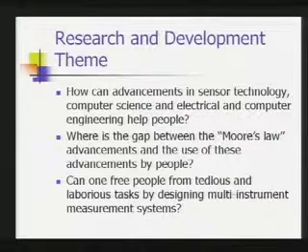So what are the research and development themes that we have been thinking about? The first one is clearly when you look around and you see the novel technologies around you, the question comes, how can these advancements in sensor technology, computer science, and electrical and computer engineering help people? Okay, the technology is around us, but can it help? And then the question is, where is the gap between the Moore's law advancements and the use of these advancements by people? Yes, you can have all kinds of cool stuff around you, but then how do you really use it? Somebody has to take that effort and figure things out.